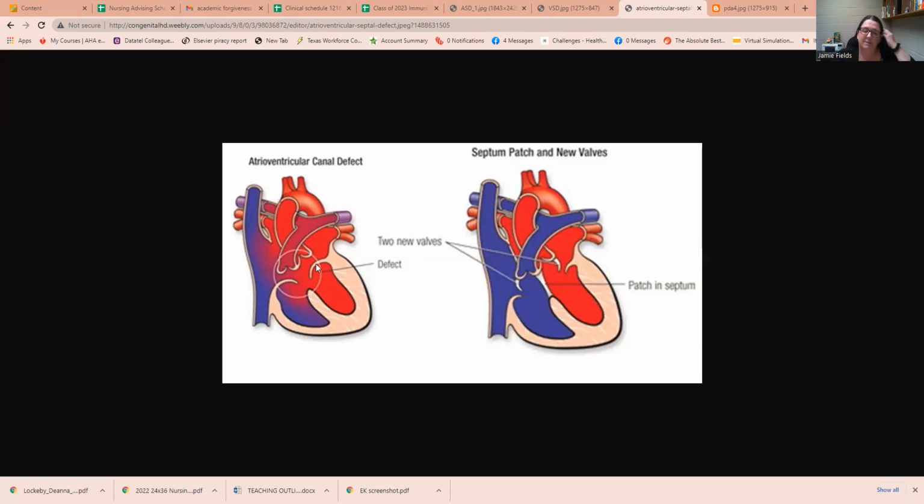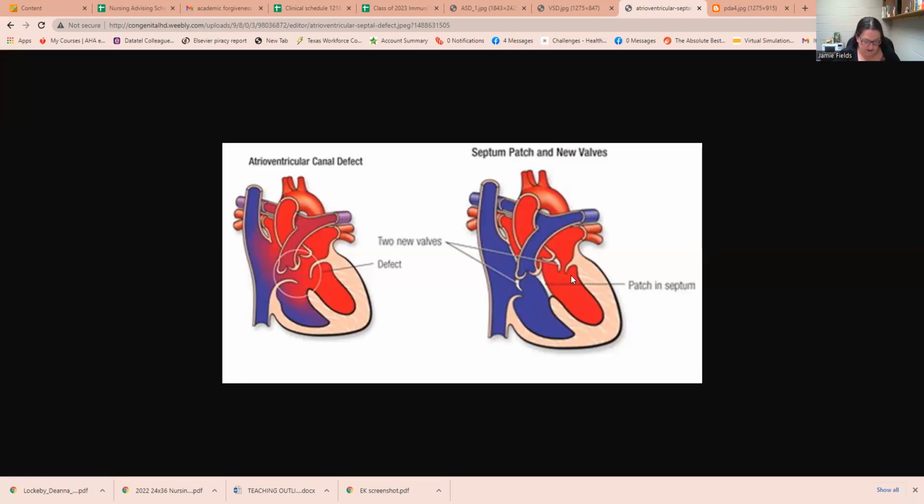Most commonly, sometime in infancy, they want to do the complete repair. They patch this opening between the septa, and then they reconstruct or repair the valves. Post-op complications, it's common for them to have heart block, heart failure, mitral valve regurgitation, dysrhythmias, and pulmonary hypertension. So this shows we have the septum repaired and the valves repaired.